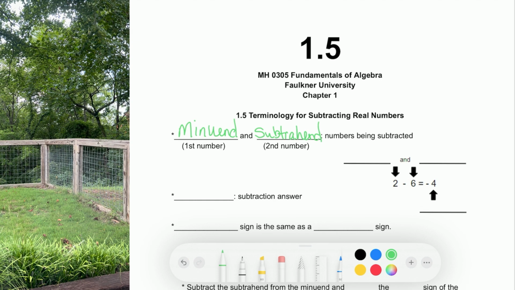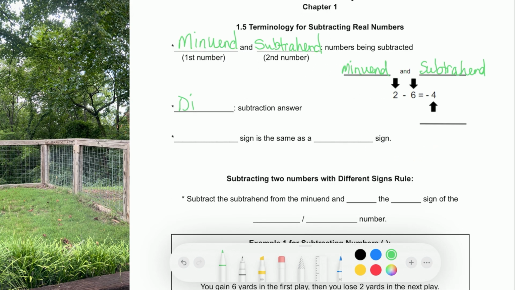So I'm going to fill in these blanks. Minuend, again, is the first number. Subtrahend is the second number. Now the answer to the subtraction problem is called the difference. So 2, the minuend, subtracted by 6, the subtrahend, gives us the difference, which is our answer of -4.